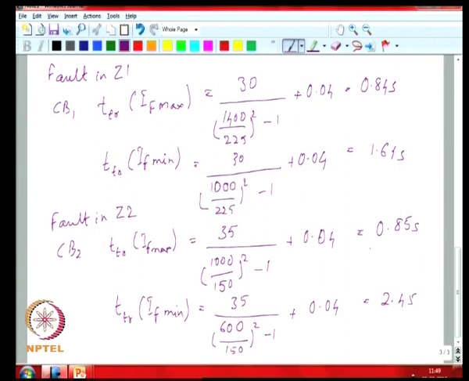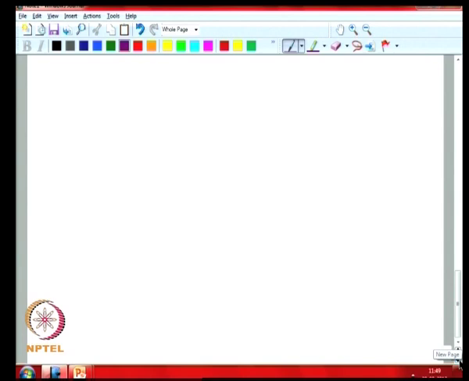So, the next question is, if for some reason circuit breaker 2 does not operate and circuit breaker 1 backs up circuit breaker 2, then what is the required trip duration for circuit breaker 1 during the fault range in zone 2. So, CB1 in zone 2 is now 30.